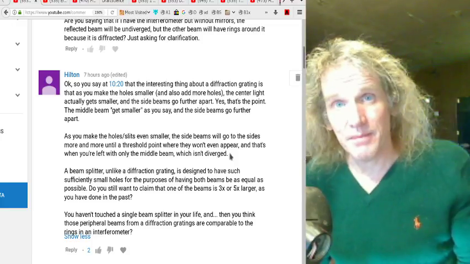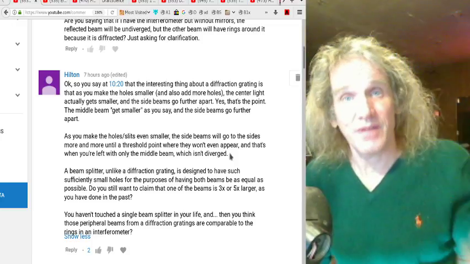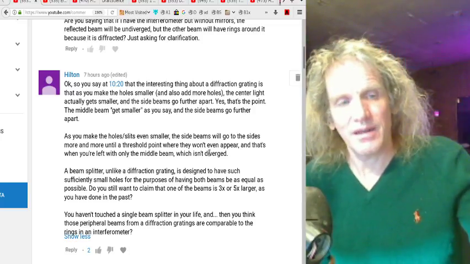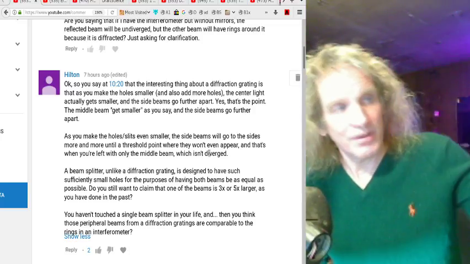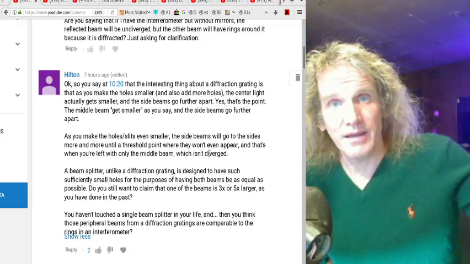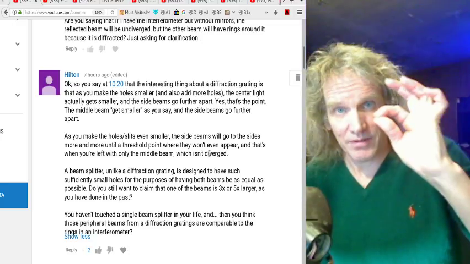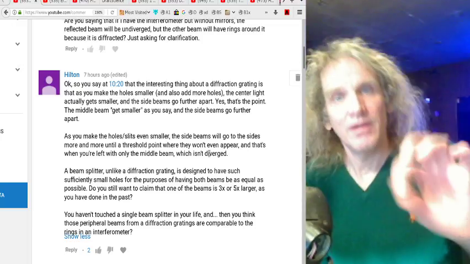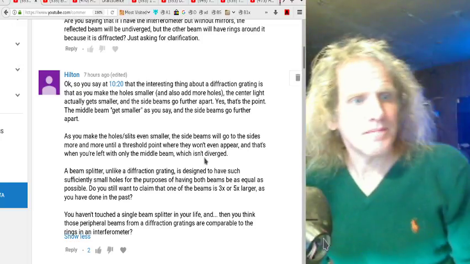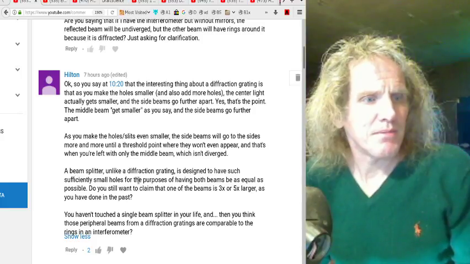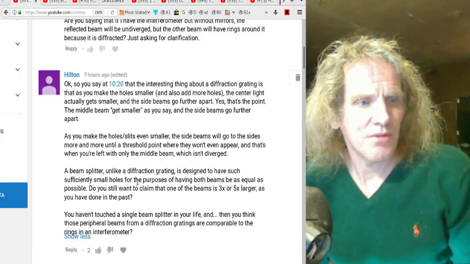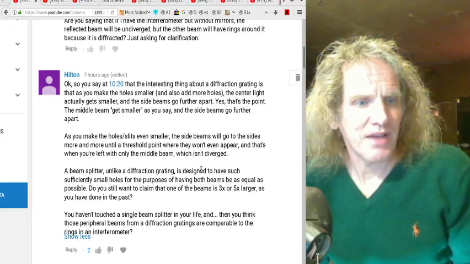Right, the middle beam, that's only 80% of the light, and it is still diverged. So again, I'll just point out that if I shoot it against a wall 3 feet away, the laser beam is a smaller beam. The beam that went into the glass is smaller than the beam projected. Alright, a beam splitter, unlike a diffraction gradient, is designed to have such significantly small holes for the purpose of having both beams be as equal as possible.